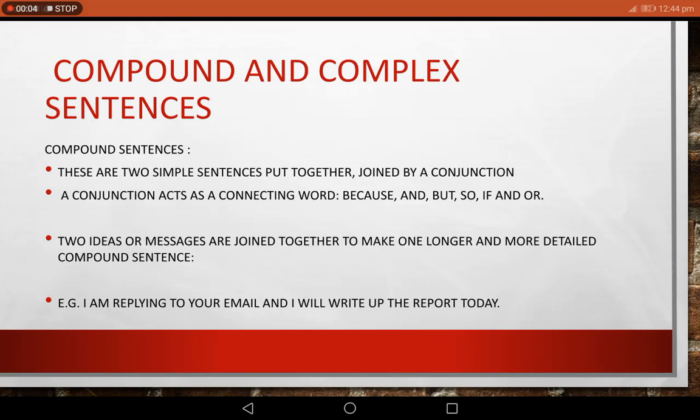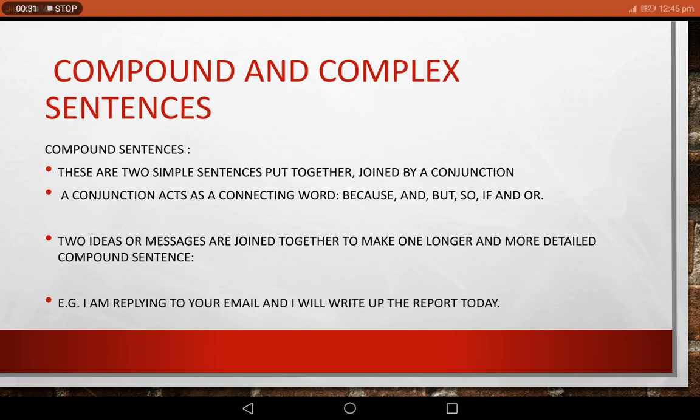As we are discussing advanced grammar, we will start with compound and complex sentences. To start with, compound sentences. In a compound sentence, we have two simple sentences put together by a conjunction. We have already studied conjunctions. They are joining words or connecting words like because, and, but, so, or, etc.